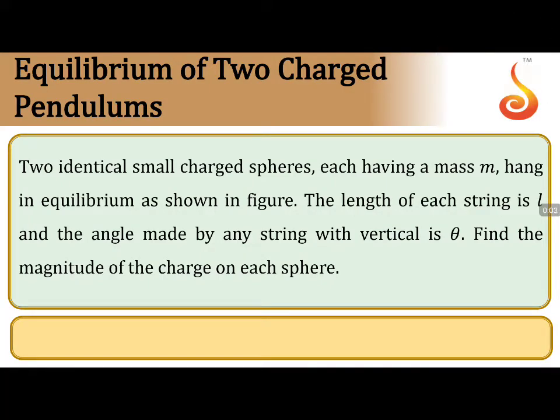Two identical small charged spheres, each having mass m, hang in equilibrium as shown in the figure. The length of each string is L, and the angle made by any string with the vertical is theta. Find the magnitude of the charge on each sphere. Both the spheres have equal charge. The diagram is not given, so I'll give you the diagram.